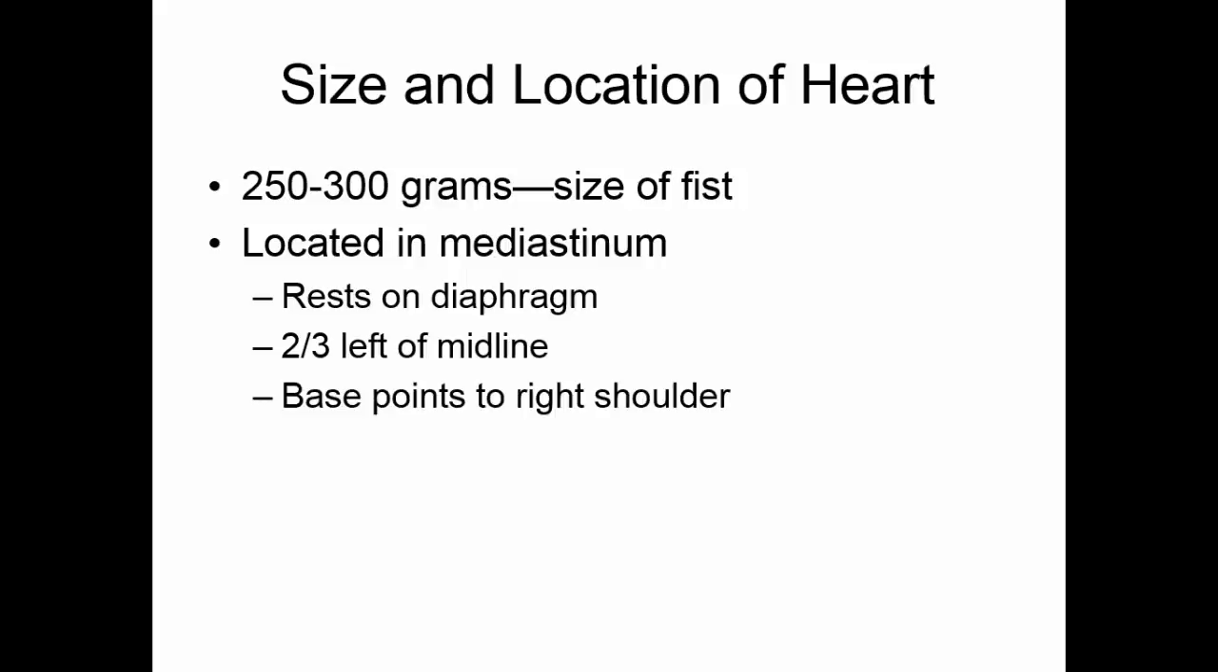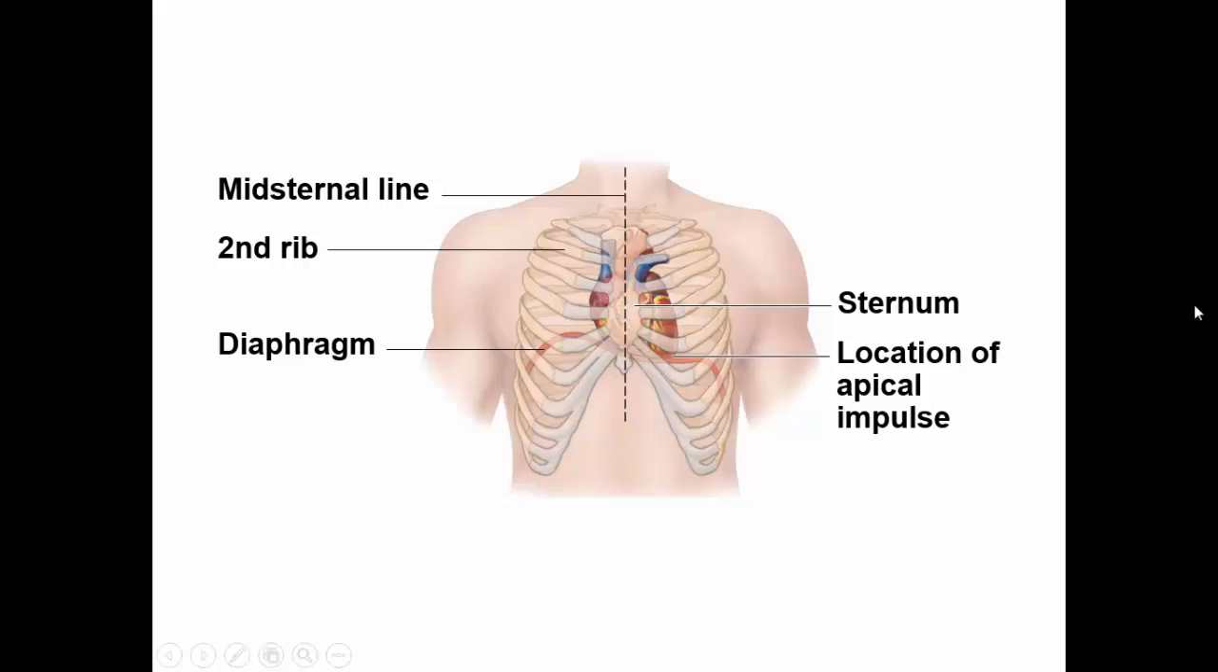The broad part, known as the base, points toward your right shoulder, and the apex or tip of the heart points toward the left hip. So as we see, right down the middle here is the midsternal line. You can see the heart is more on the left side than the right. Here is the diaphragm, and the heart is laying on the diaphragm. This is called the base of the heart, and it is pointing toward the right shoulder. And here the apex or the tip is pointed toward the left hip.